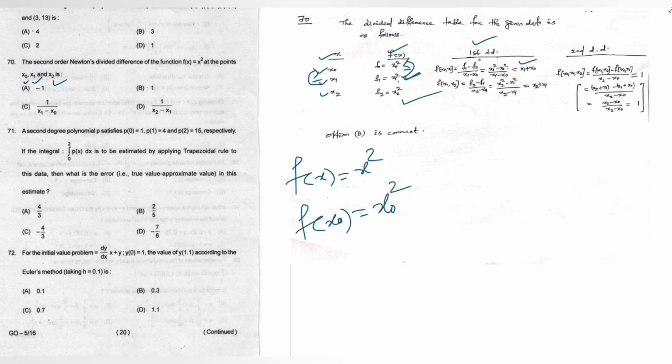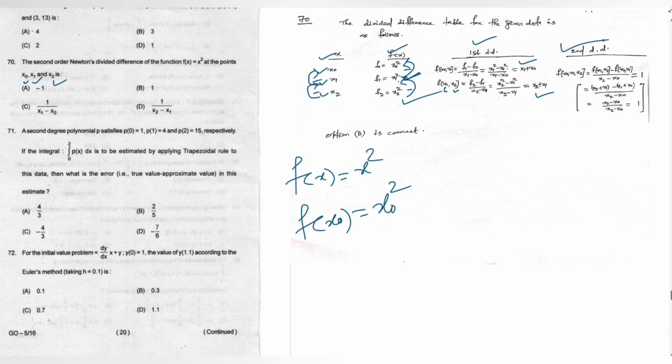Next, we calculate the other first order divided difference using the data values x1, f1 and x2, f2, which is f2 minus f1 divided by x2 minus x1. So f2 is x2 square minus f1 is x1 square, and whole divided by x2 minus x1. So ultimately we get x2 plus x1.